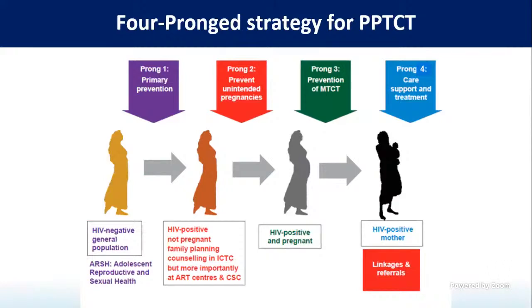There is a 4-pronged strategy for prevention of parent-to-child transmission, as can be seen here. The primary prevention is to ensure that women do not get infected with HIV. Herein, the focus is on the general population, the women. So it starts right from the ARSH package, which is part of RCH, the adolescent reproductive and sexual health, so that women and adolescent girls do not get infected with HIV. This is prong one, primary prevention.